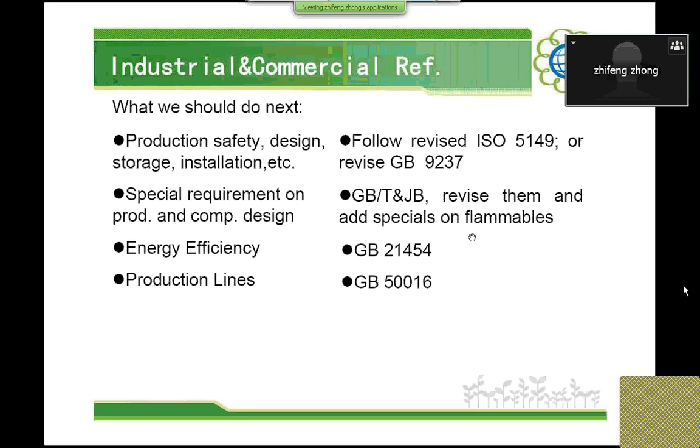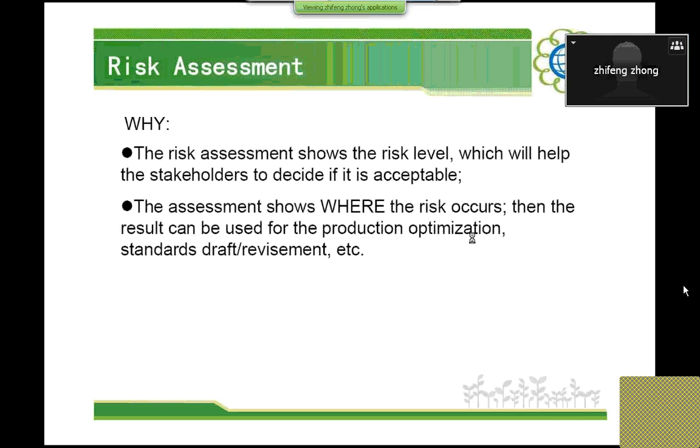Here is a very important suggestion from outside. We suggest that the risk assessment on the usage of the flammable gases should be done first before you try to do any revision of your standard. Because in China, we already finished the risk assessment on the 290 room air conditioning production, and the usage of this kind of production. We found it is very useful because the risk assessment shows the risk level, and this will help us to decide if it is acceptable.